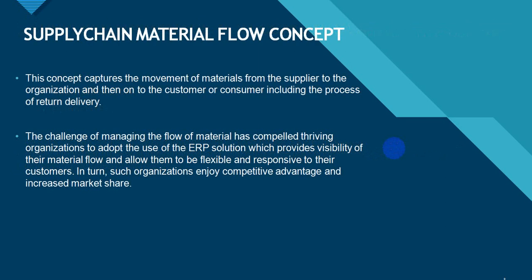All right, supply chain material flow concepts. This concept captures the movement of materials from the supplier to the organization and then on to the customer or consumer, including the process of return delivery. So, as I stated earlier, the movement of materials. So you're buying certain items. Let's say we take the scenario of a manufacturing company or a production company. So we need to buy certain raw materials from our vendors.